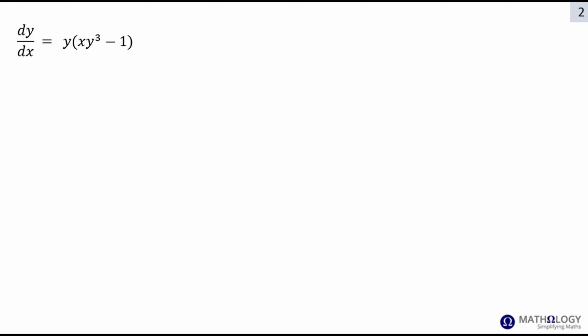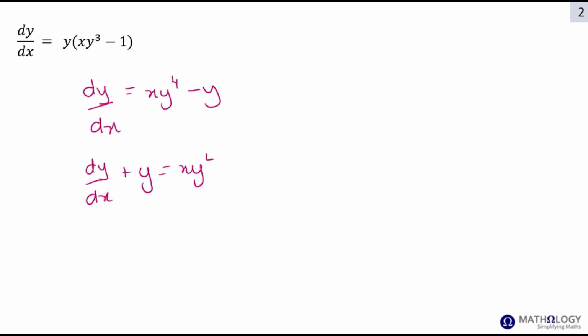Okay, this differential equation is not in standard form. So the first thing we're going to do is put it into standard form. So we'll start by multiplying y into the bracket. So we'll have xy to the 4 minus y on the right hand side. Then we're going to move the minus y across: dy/dx plus y equals xy to the 4.